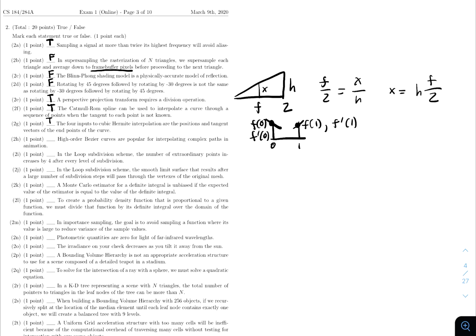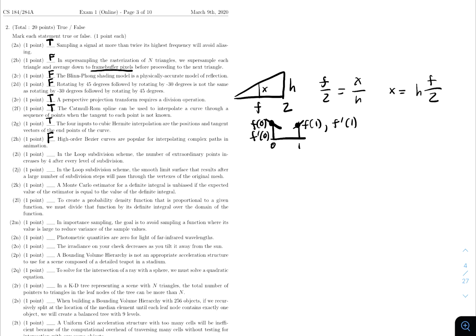High-order Bezier curves are popular for interpolating complex paths in animation. False. High-order Bezier curves using many control points are not popular. They're quite difficult to control. Also, the Bezier curve won't pass through the intermediate control points, making it potentially unwieldy to reason about what the curve will look like. So instead, animators will use piecewise Bezier curves.